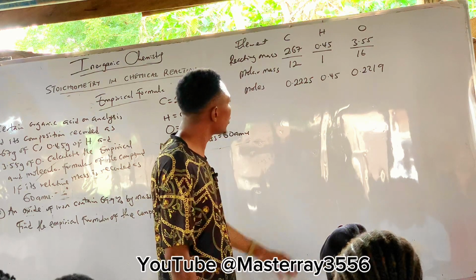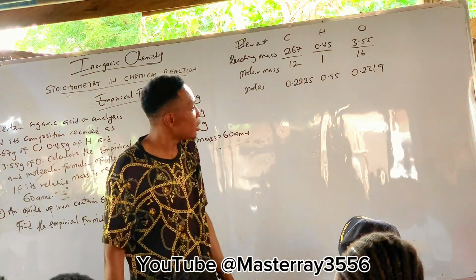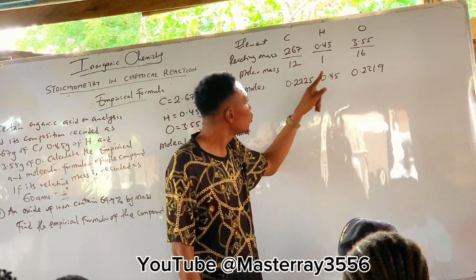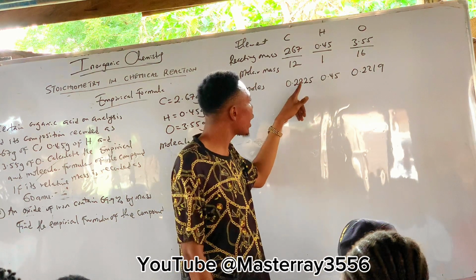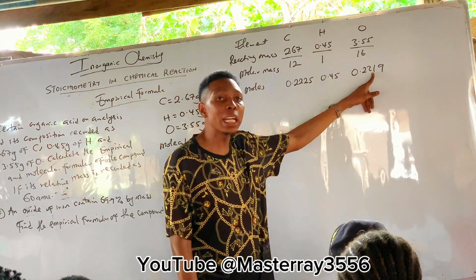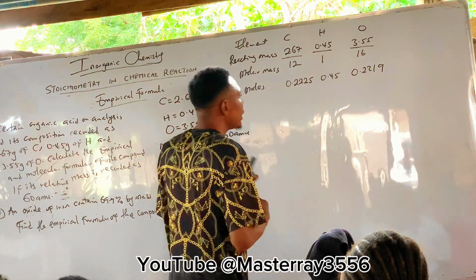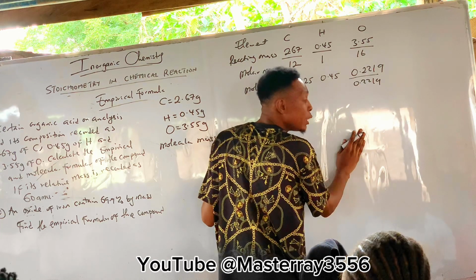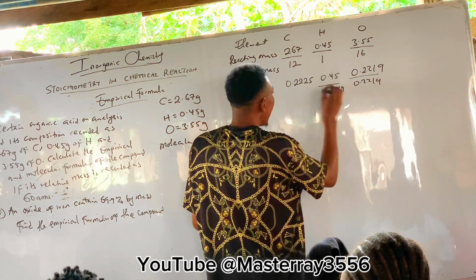0.45. 0.2225. 0.2219. 4 is greater than 2. Then the next one is 2, 2. They are equal. The next one is 2 and 1. So which one is less? So this is the lowest, right? So the lowest is 0.2219. Are you following?